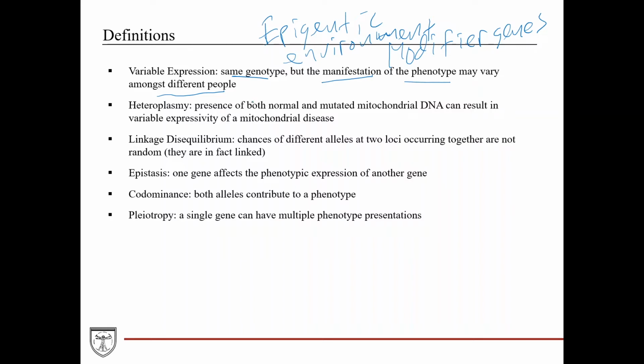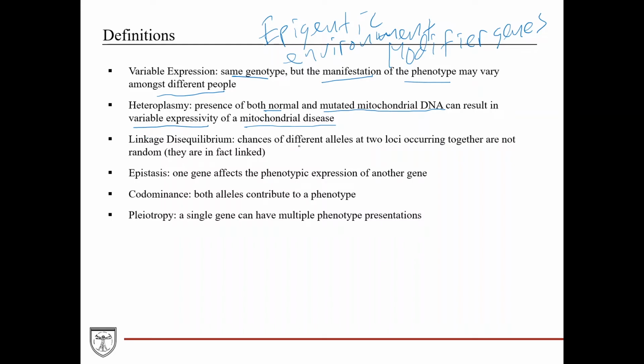Heteroplasmy is where you have the presence of both normal and mutated mitochondrial DNA. So remember, the mitochondria have their own DNA, and a person can inherit both normal and some mutated DNA. So you can have some mitochondria that have the normal DNA, and some mitochondria that have the mutated mitochondrial DNA, and they coexist. And this can result in variable expressivity of mitochondrial disease. So patients can manifest the disease in different variants because it just depends on what percentage of their mitochondria inherited the mutated mitochondrial DNA.